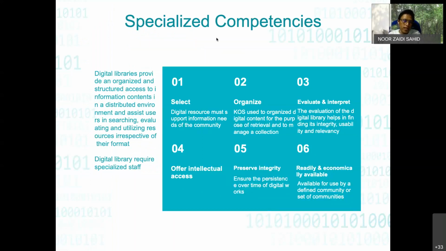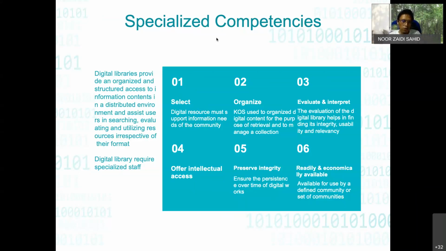Okay, specialized competency. Digital libraries provide an organized and structured access to information contents in a distributed environment and assist users in searching, evaluating, and utilizing resources irrespective of their formats. Digital library requires specialized staff, and we call this job, dia punya jawatan tu, nama dia sebagai digital librarian. So apa agaknya step yang biasa ada, apa kompetensi yang ada? Number one, select. Digital resource must support information needs of the community. So as a digital librarian, you must know the selection process.